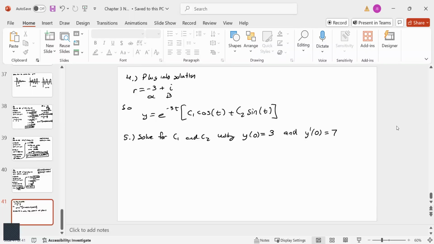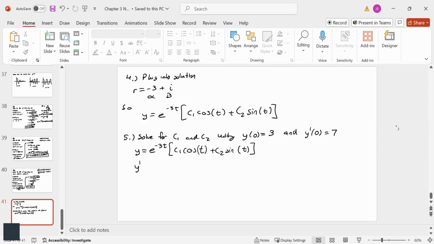Like that. So you are going to take a derivative. So y is equal to e to the -3t. So this is going to be a product rule, which is never fun. Like that. And so our derivative.